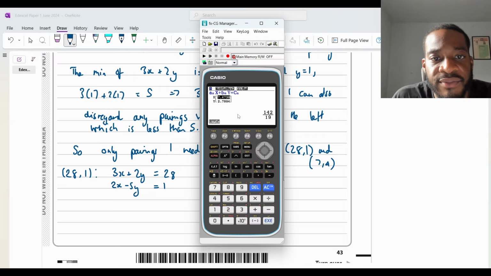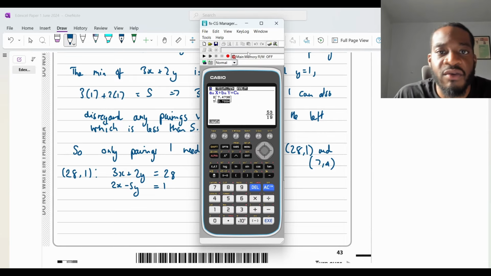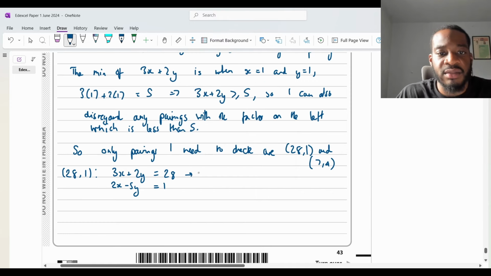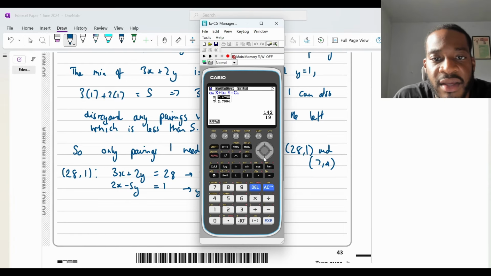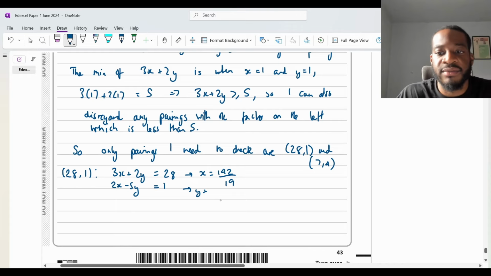And that gives me 142 over 19 for x and 53 over 19 for y. So let me write that down. 142 over 19. So that gives me x equals 142 over 19. And this one, y, is going to give me, was it 53, wasn't it? Let me just double check that. 53. Yes. Perfect. So that's done. Okay. These aren't integers, right? So I can write not integers here.